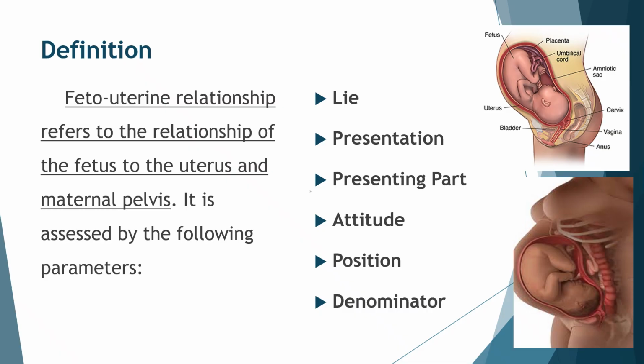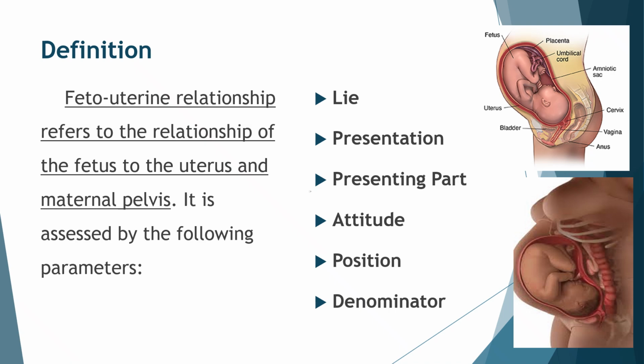Dear students, now we are going to learn about the feto-uterine relationship. Don't worry about the term, it sounds complicated, but it is actually very simple. Feto means fetus or baby, and uterine refers to the uterus. So feto-uterine relationship simply means understanding how the baby is placed inside the mother's uterus and pelvis.